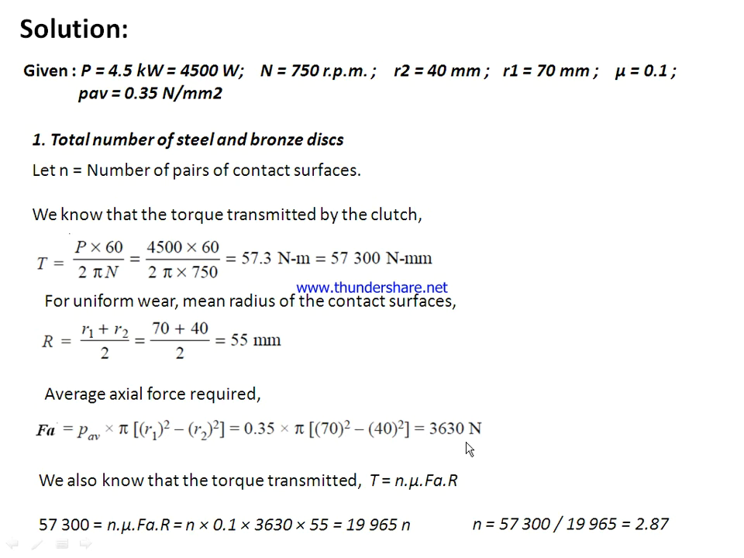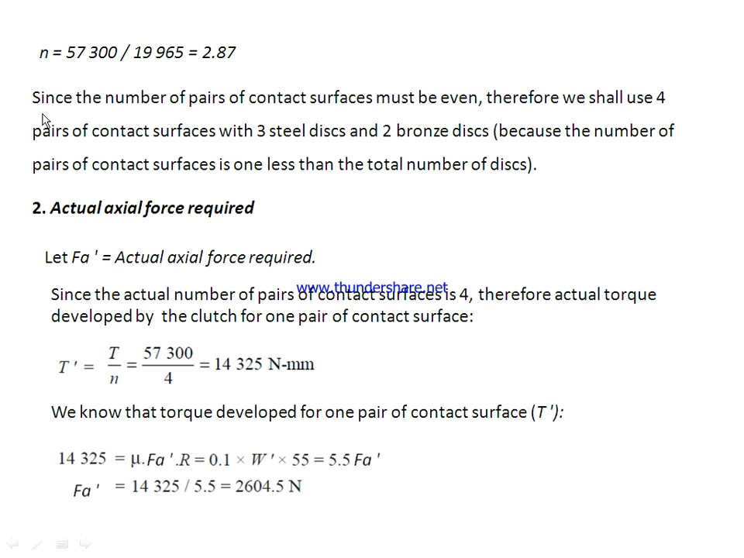Also we know that the torque transmitting capacity of a multi plate clutch is T equal to N into mu into F into R. Now we know torque T, N is unknown, mu we know, Fa we know, R also we know. So hence the number of pairs of contact surfaces to transmit this much torque is 2.87. So n equal to 2.87. Since the number of pairs of contact surfaces must be even, you remember, number of contact surfaces must be even, therefore we shall use 4 pairs of contact surfaces.